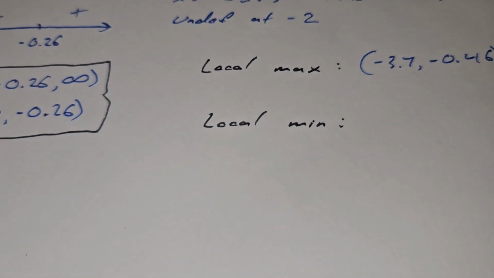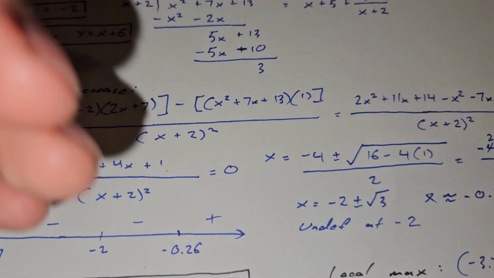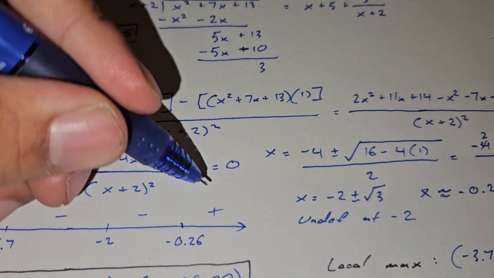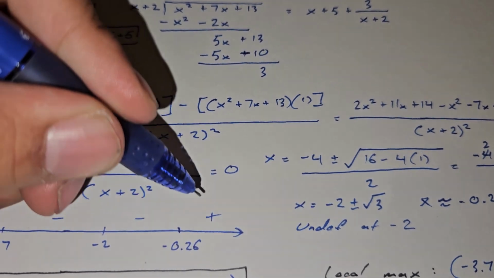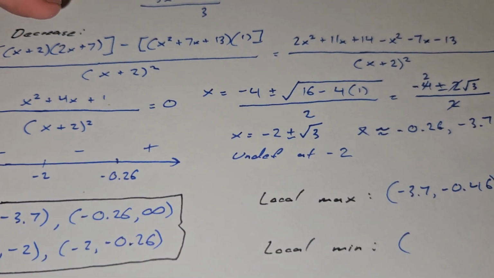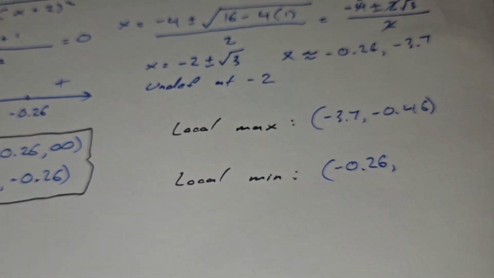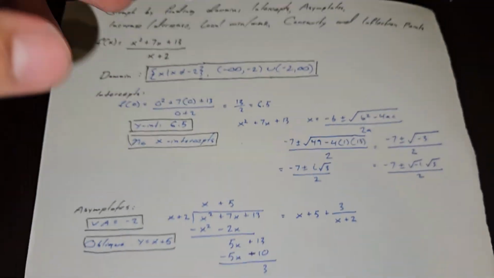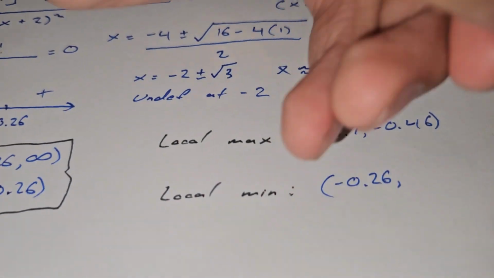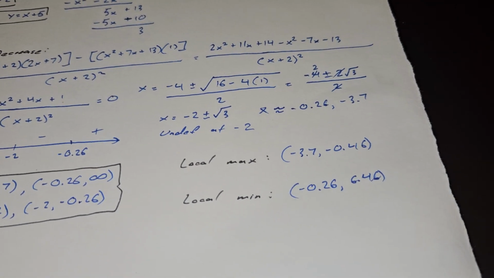Now let's find our local minimum. This basically cannot be a local minimum, it's an asymptote. So let's go here. It's negative going down, positive going back up. This parabola has a minimum, has a bottom, right? So negative to positive, this parabola has a minimum. So our minimum is negative 0.26. Again, plug this x value into your original function, and we should be getting a 6.46. So that is your local maximum and your local minimum.